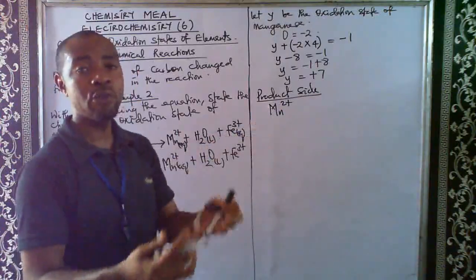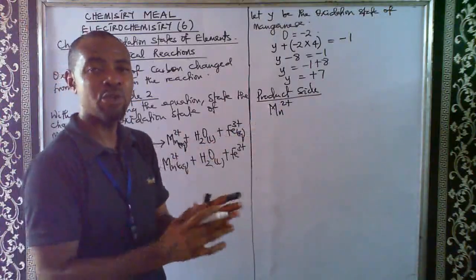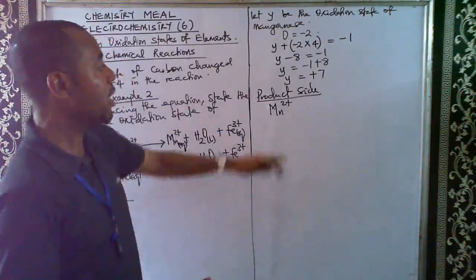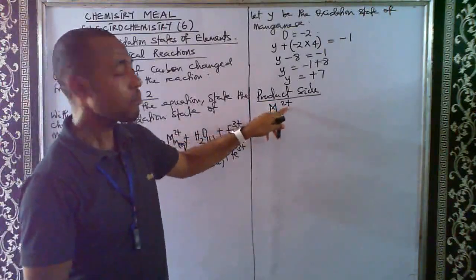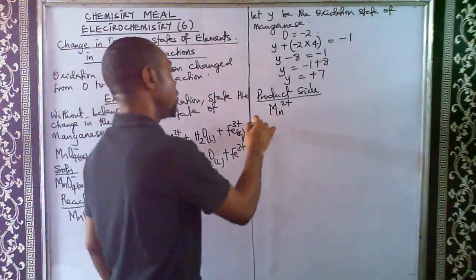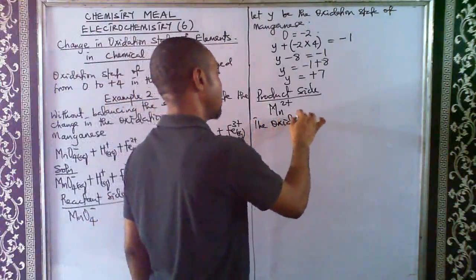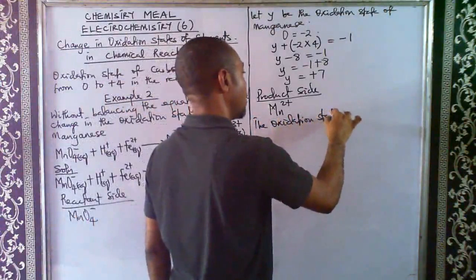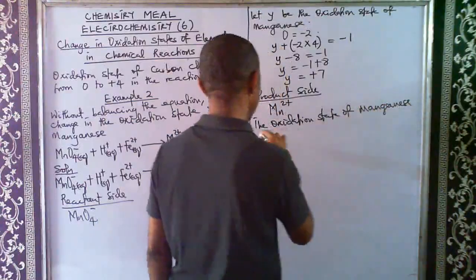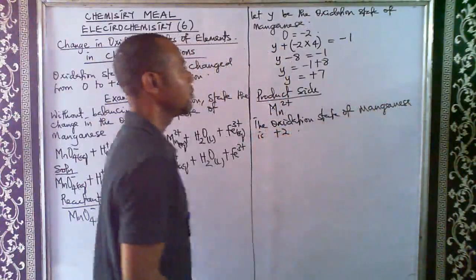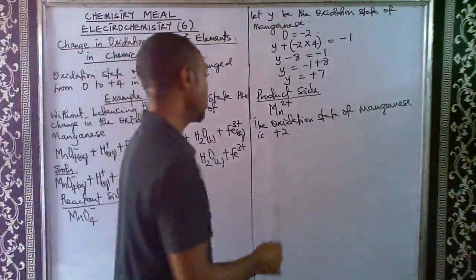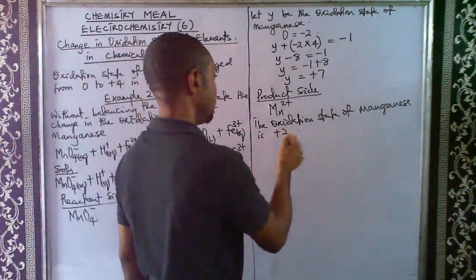Remember that an element is only free if it exists as an atom or molecule separately. It's not inside a compound, and it is not in ionic state. And when an element is in ionic state, the charge on that element is its oxidation number. Therefore, the oxidation state of manganese on this product side is +2.